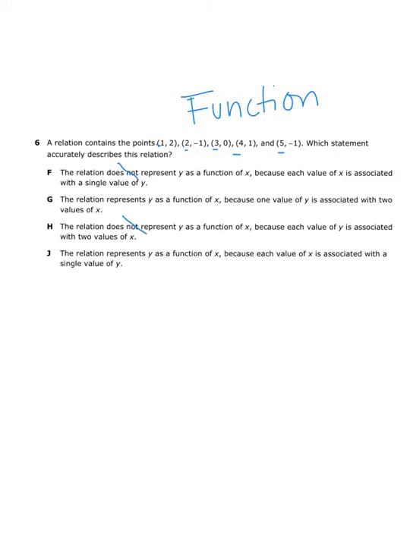G says the relation represents y as a function of x because one value of y is associated with two values of x. That's not correct. The relation represents y as a function of x because each value of x is associated with a single value of y. That is correct. Every x can only have one y.